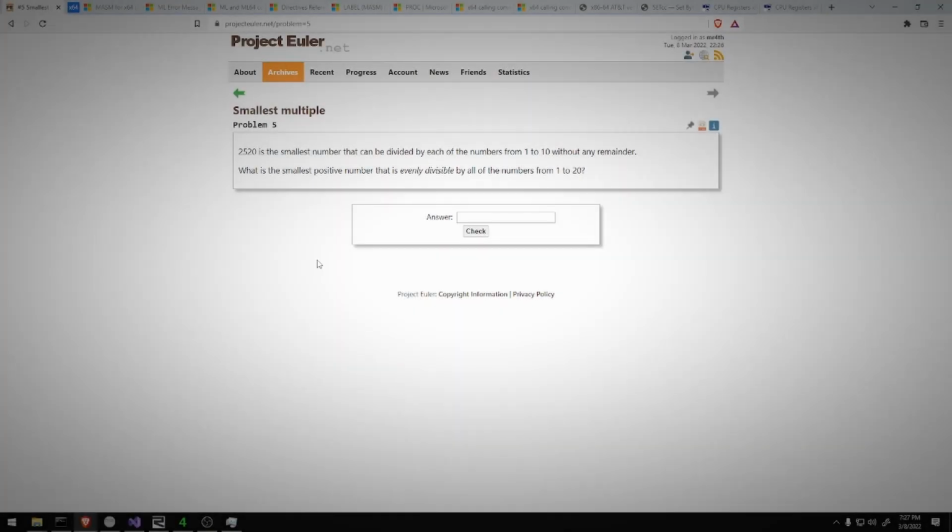It says 2,520 is the smallest number that can be divided by each of the numbers from 1 to 10 without any remainder. What is the smallest positive number that is evenly divisible by all of the numbers from 1 to 20?